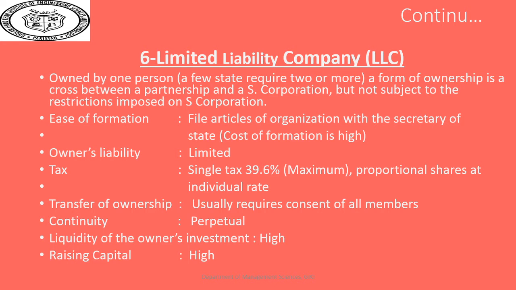So it is a rather complicated form. Ease of formation: you file articles of organization with the Secretary of State of each American state. The cost of formation is high because of the complications; you need the professional help of legal assistance. Owner's liability is limited because of the limited liability. Tax is also single taxation, no corporate tax, 39.6% maximum, proportional shares at individual rates.